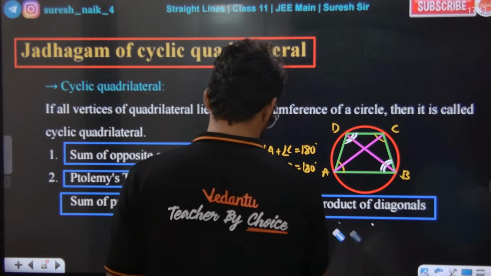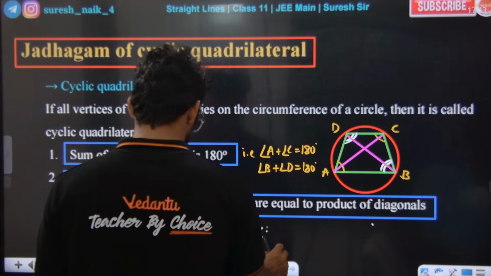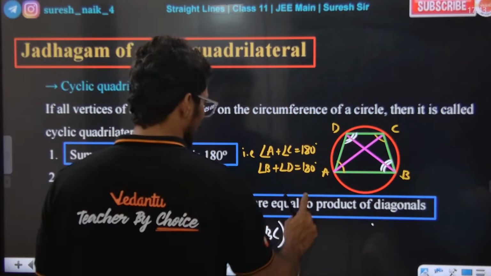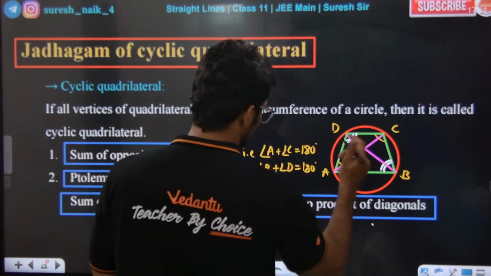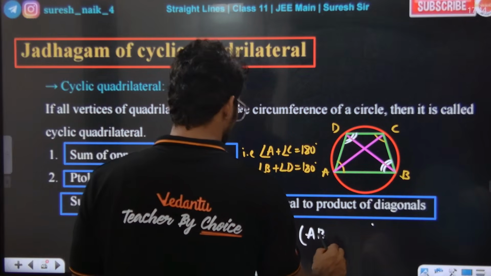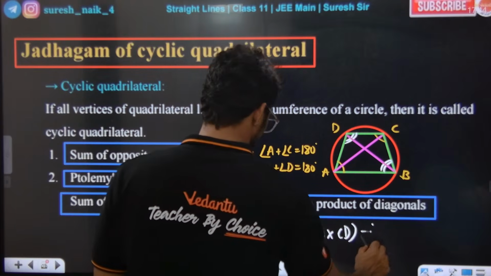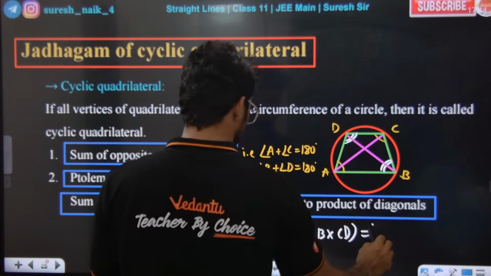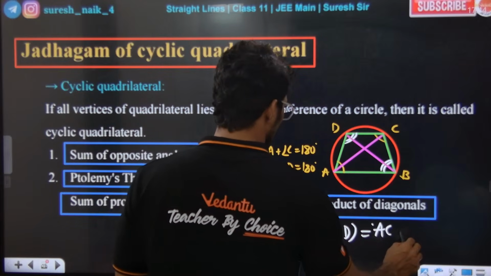I wrote it wrongly. Wait. Sum of products AD into BC. AD into BC, the sum of products of opposite sides. Yes, opposite sides. So AB into CD is equal to what? Product of the diagonals. Product of the diagonals means what, sir? AC into BD.